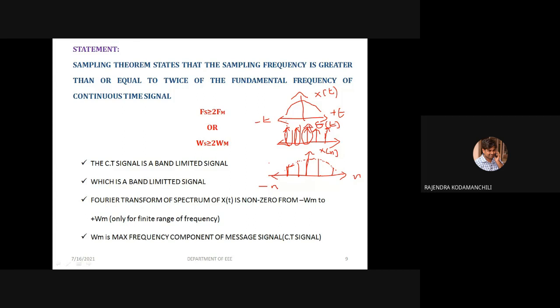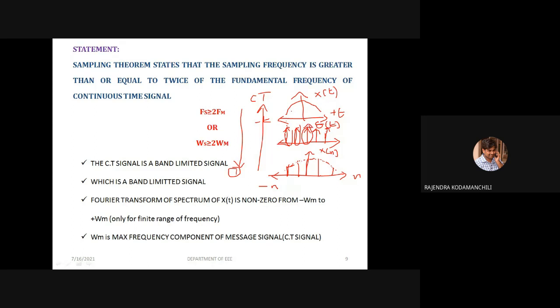What do you mean by sampling theorem? Sampling theorem means, in order to reconstruct the original signal, which is the continuous time signal, the first step is that the continuous time signal is converted to a discrete time signal. The second step is that this discrete signal is used to reconstruct the original continuous time signal without losing any data or information. That is called the sampling theorem.